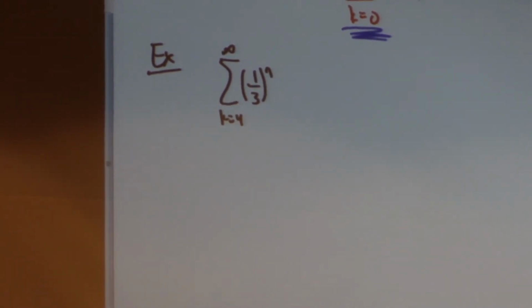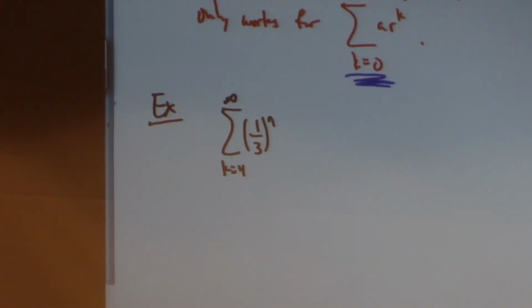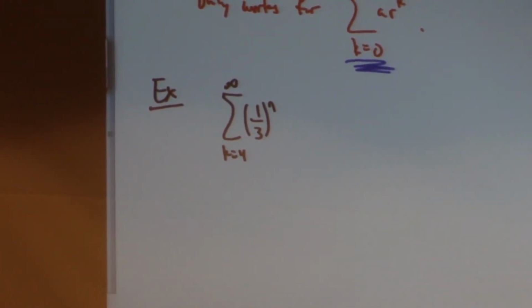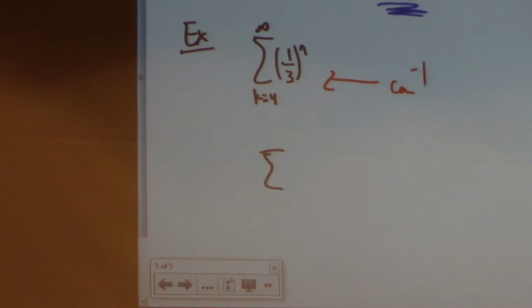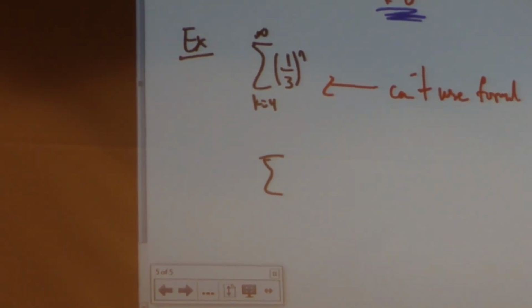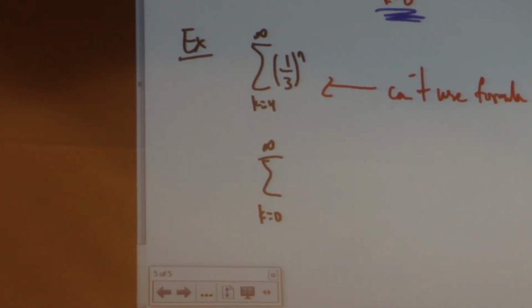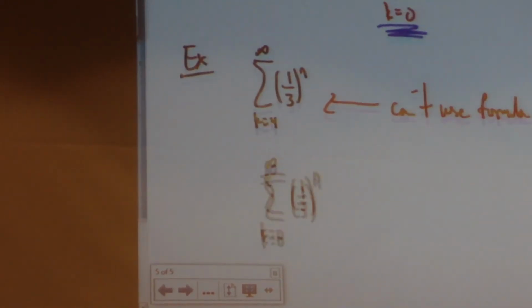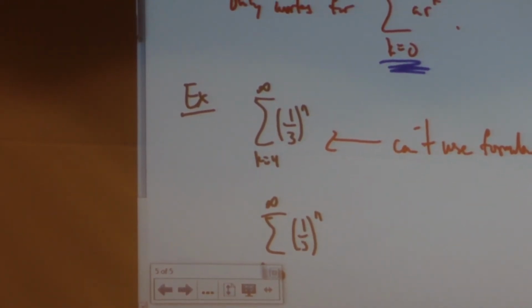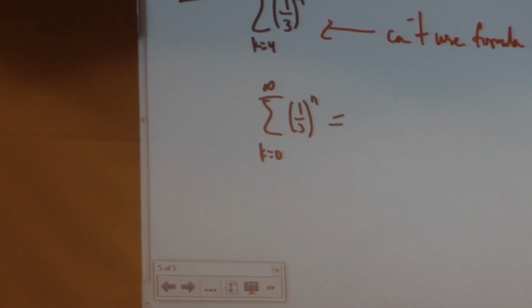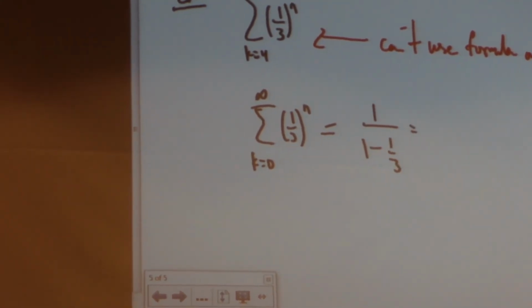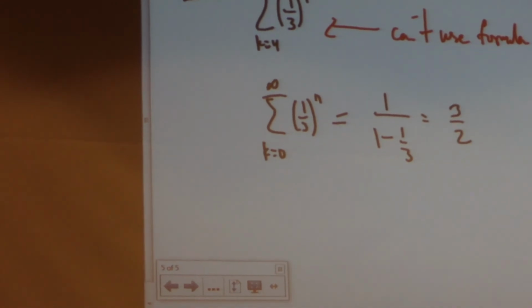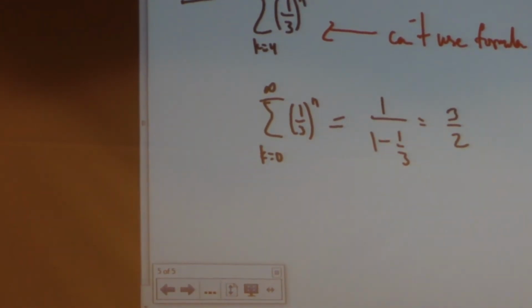Okay. So I can't use my 1 over 1 minus r thing because I'm not starting at 0. Let me write that. Can't use the formula on this. Which formula? The formula for geometric series. Yeah. But this one, I can. It starts at 0. This is 1 over 1 minus 1/3, just 3 halves. What's the difference between these two series?